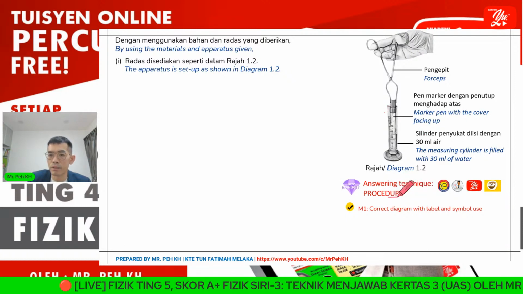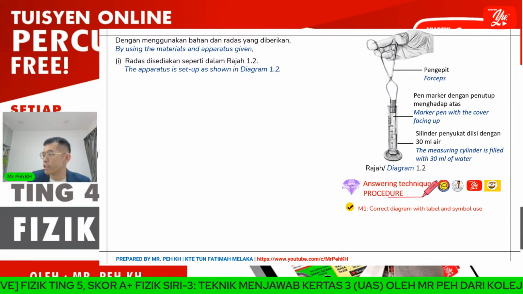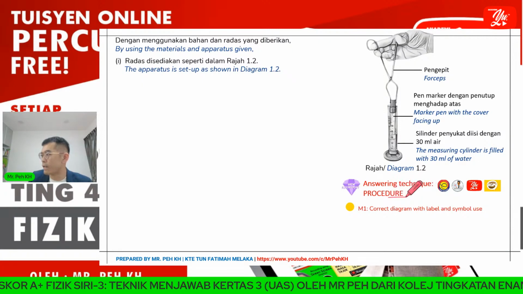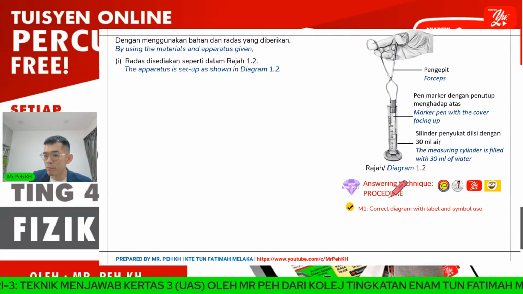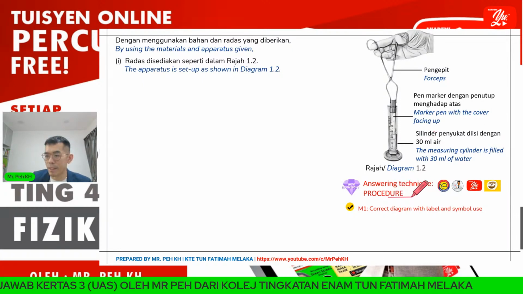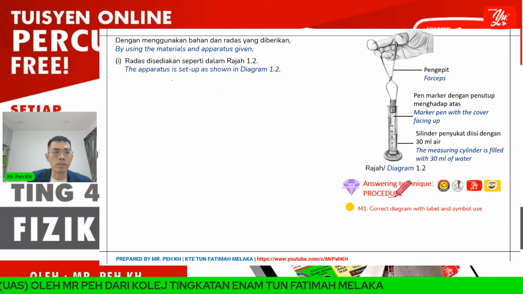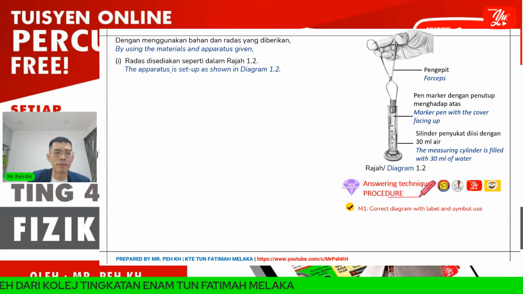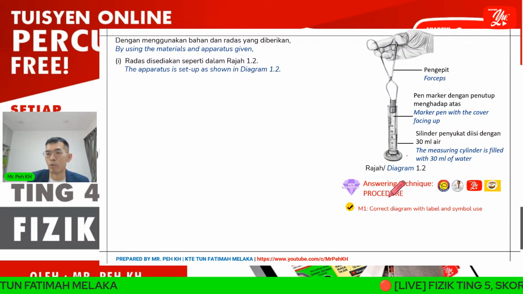Okay, so sometimes, if I say you think your drawing is not so nice, however, if you label, the marker will be accepted. Okay, so here the first sentence normally will start with: the apparatus is set up as shown in diagram 1.2. Here is 1.2.